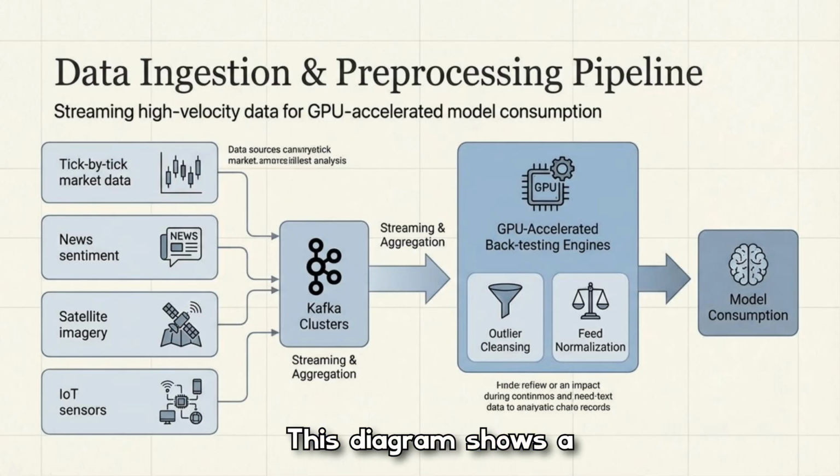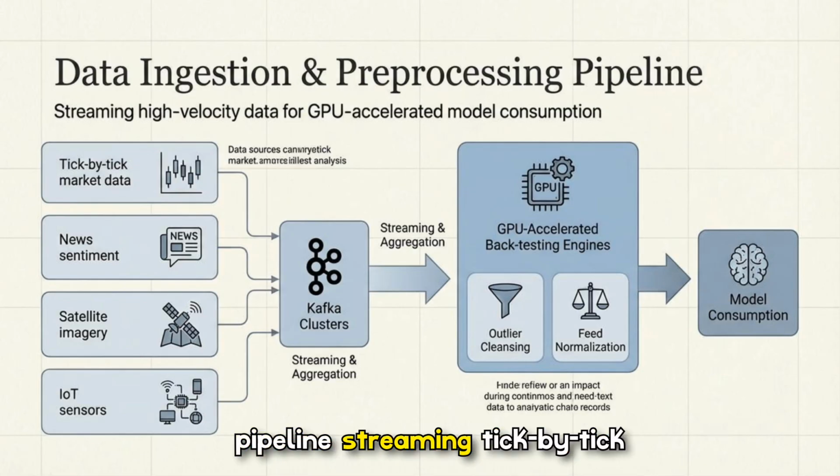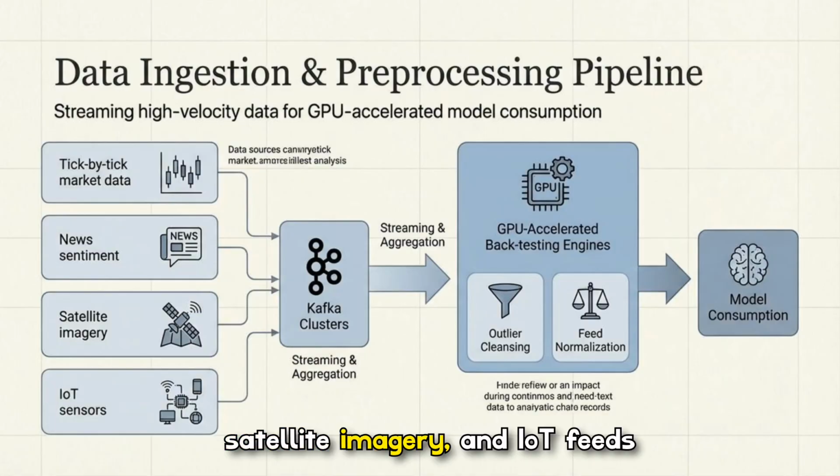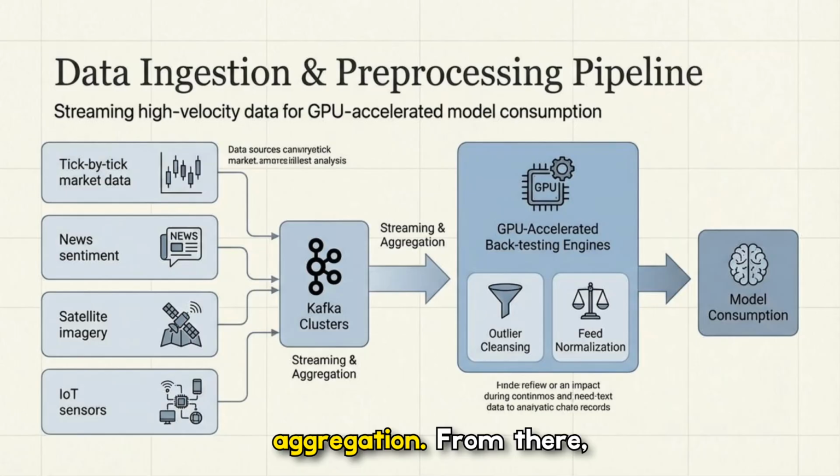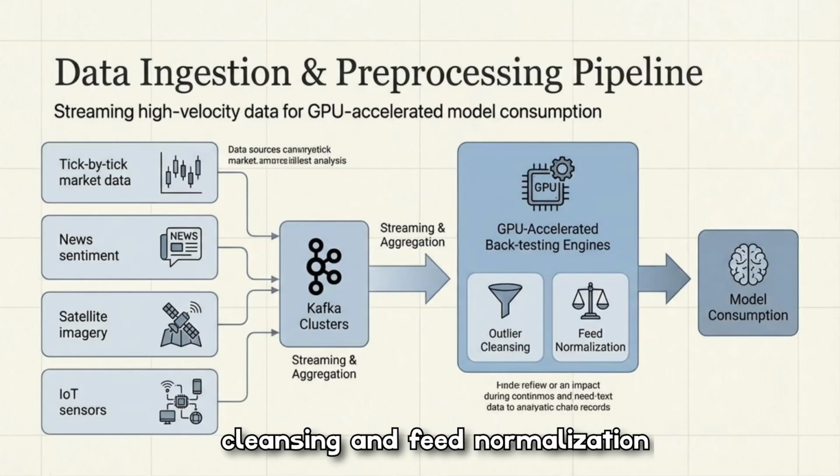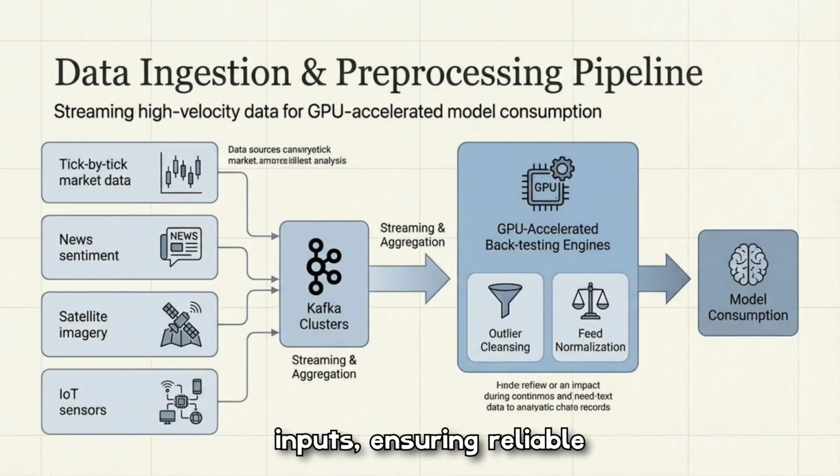This diagram shows a high-throughput ingestion pipeline streaming tick-by-tick market data, news sentiment, satellite imagery, and IoT feeds into Kafka clusters for aggregation. From there, GPU-accelerated backtesting engines perform outlier cleansing and feed normalization, so models receive consistent inputs, ensuring reliable downstream model consumption and faster iteration on new data sources.